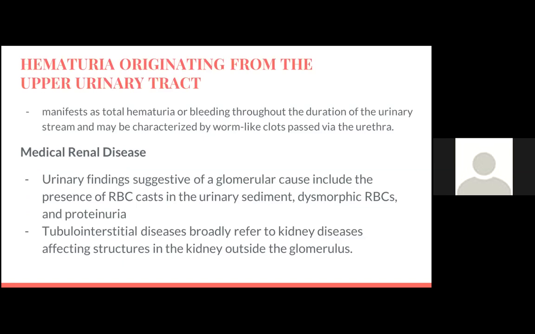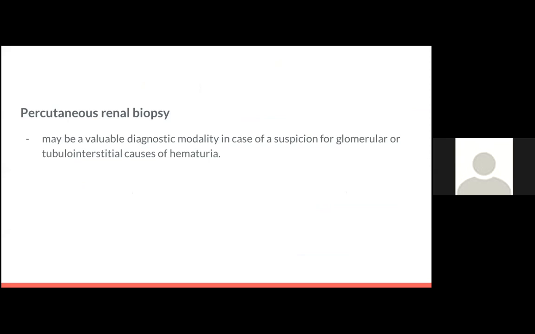Hematuria originating from the upper urinary tract manifests as total hematuria, or bleeding throughout the duration of the urinary stream, and may be characterized by worm-like clots passed via the urethra. For medical renal disease, urinary findings suggestive of glomerular cause include the presence of RBC casts in the urinary sediment, dysmorphic RBCs, and proteinuria. Tubulointerstitial diseases broadly refer to kidney diseases affecting structures in the kidney outside the glomerulus. Percutaneous renal biopsy may be a valuable diagnostic modality in case of suspicion of glomerular and tubulointerstitial causes of hematuria.